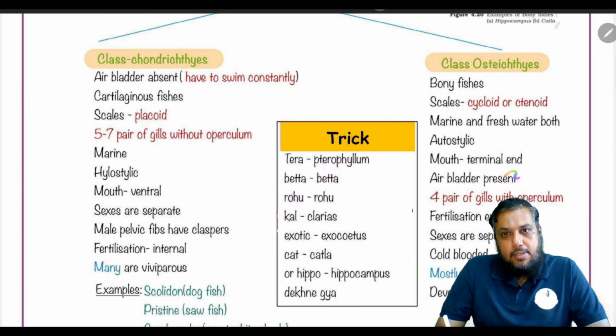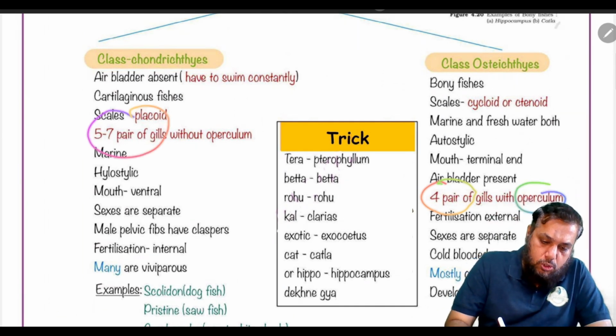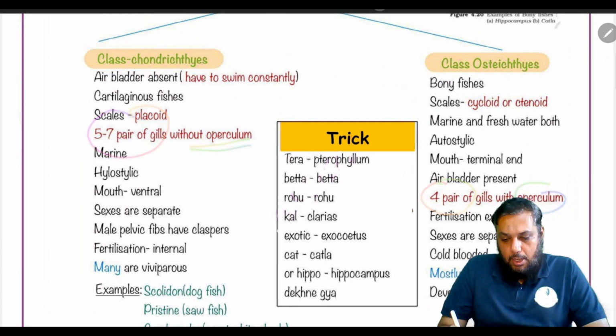Air bladders are present. They show the presence of 4 pairs of gills with operculum. Here you have 5 to 7 pairs of gills without operculum. Here the claspers are absent. In Osteichthyes, claspers are not present. Fertilization is in water, so it is external. Sexes are separate. Mostly they are oviparous.